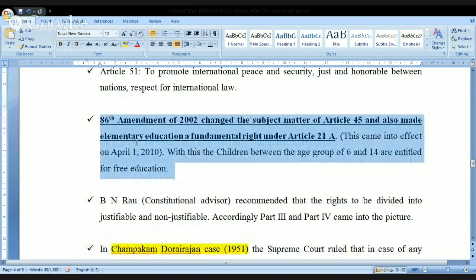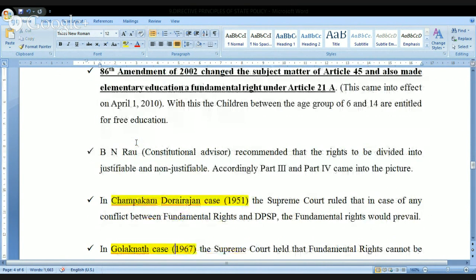The 86th Amendment of 2002 changed the subject matter of Article 45 and also made elementary education a fundamental right. Just now I told you. This came into effect on April 1st, 2010. With this, children between the age group of 6 and 14 are entitled to free education.